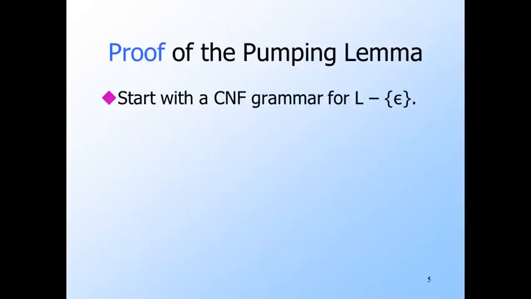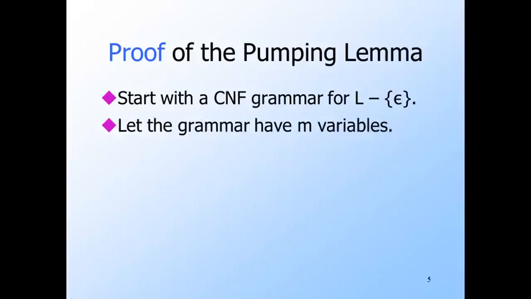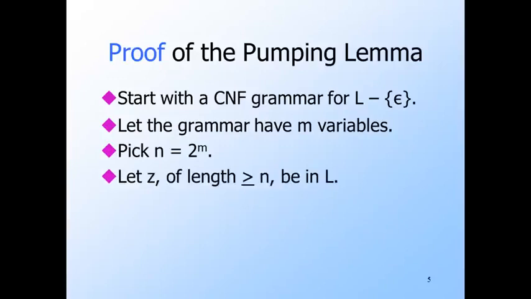The proof of the pumping lemma for context-free languages starts with a Chomsky normal form grammar for L. Technically, it is for L minus epsilon, but the empty string will never meet the condition of being of length at least n, so its presence or absence doesn't matter. This CNF grammar has m variables for some m, so we're going to let n be 2^m. And now let's consider any string z in L of length at least n. That's 2^m again.